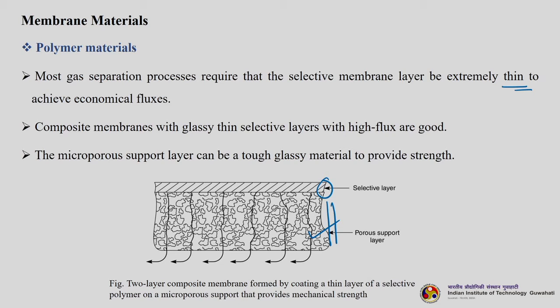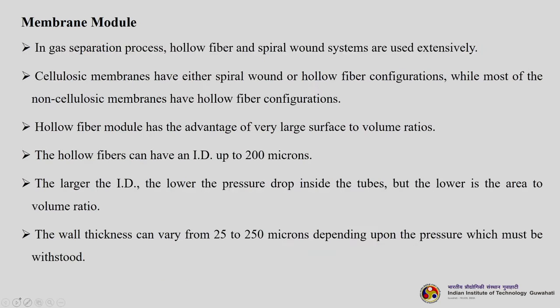Now, you can go for a 3 layer also, it is possible, we have discussed earlier how it happens, right. So, here in this case it is shown a 2 layer or a bilayer composite membrane. So, in gas separation process, hollow fiber and spiral wound systems are basically used. We are talking about modules now.